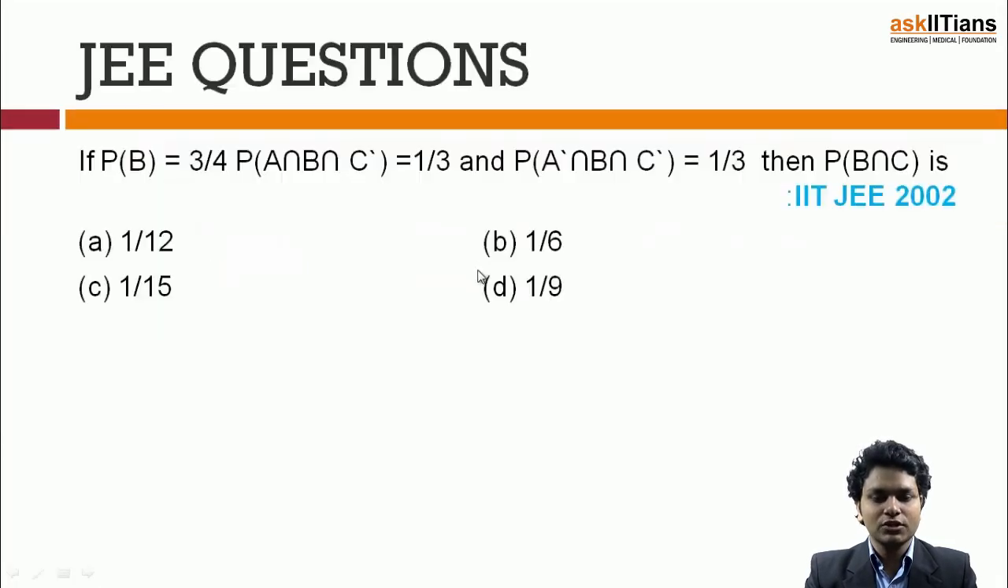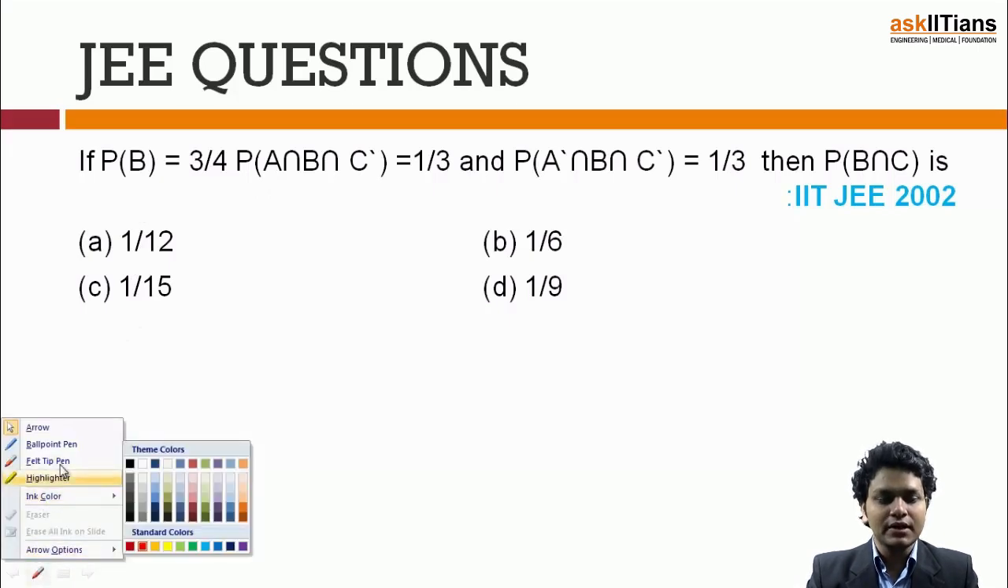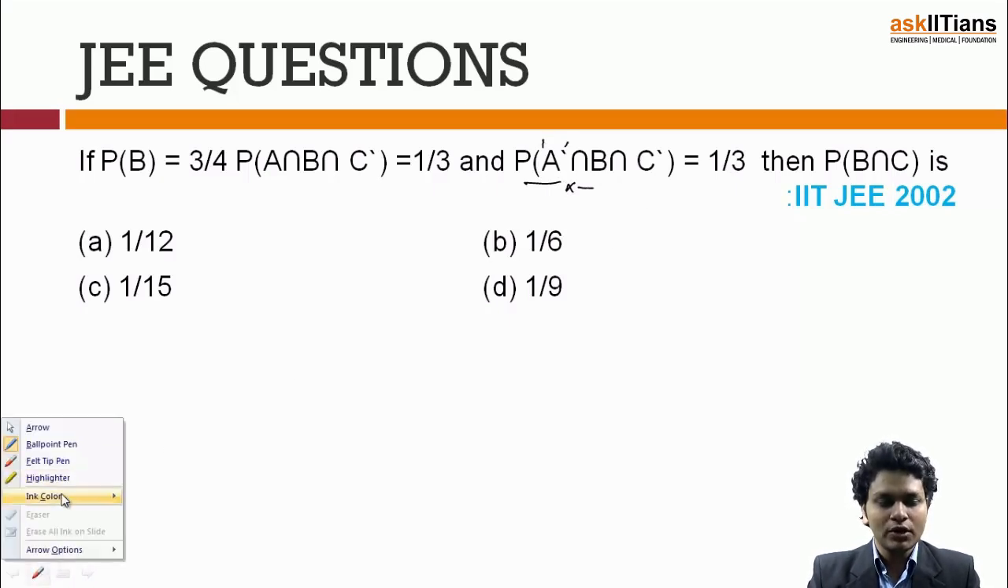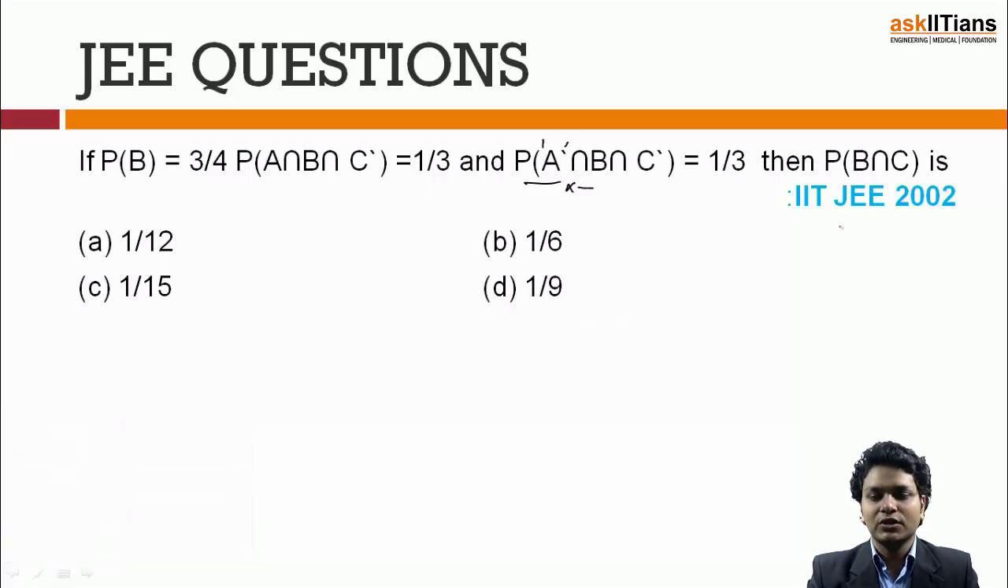Let's start. JEE questions. The first question in the set of JEE questions is: if the probability of an event B is 3/4, and the probability of A intersection B intersection C dash is 1/3, and the probability of A dash intersection B intersection C dash, in which the event A is taken in complemented form, is also 1/3. So what do we need to find out? We need to find the probability of B intersection C, and this question has come up in JEE 2002.